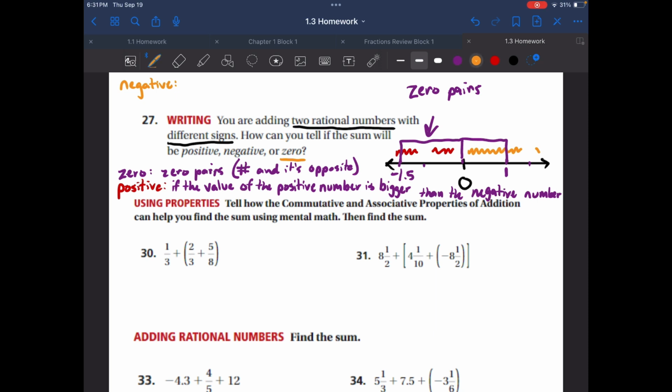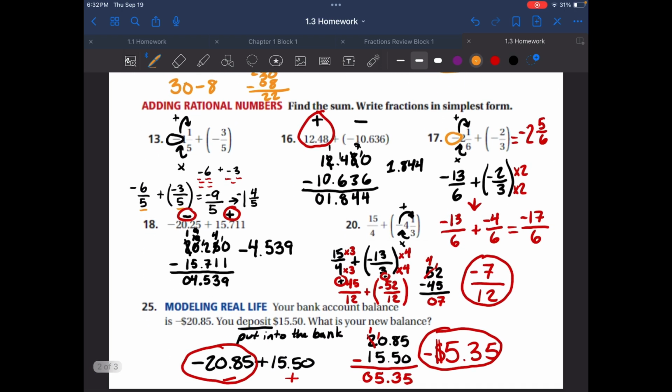So when I have two rational numbers with different signs, all I have to do is check if the value of the negative number is bigger than the positive. There we go. So again, it's going to be negative if I see two numbers and the value of the negative number is bigger than the positive number. I can already know my answer should be negative. We talked about this a lot on the last page.